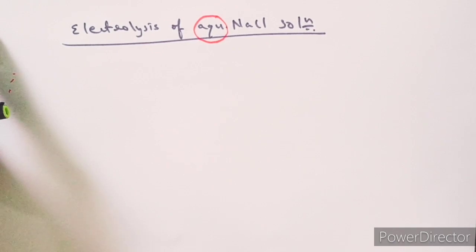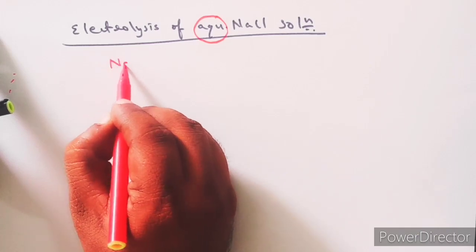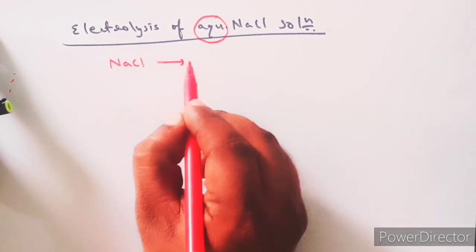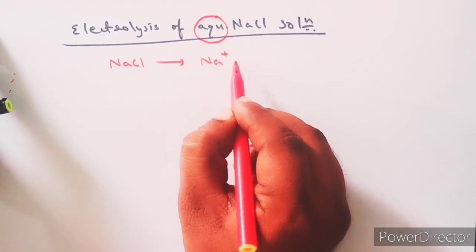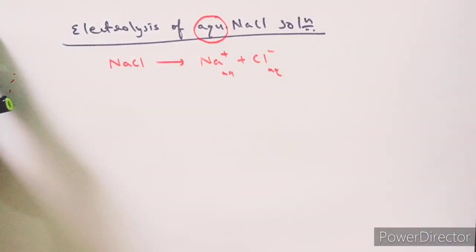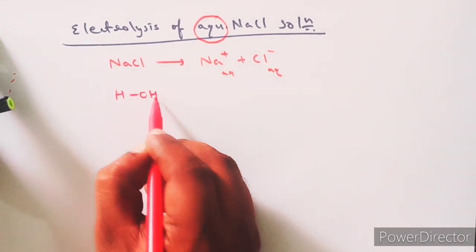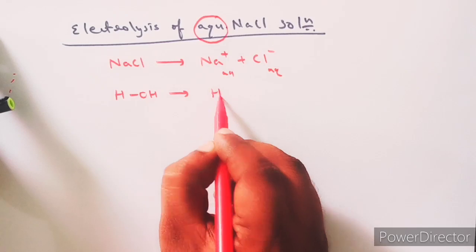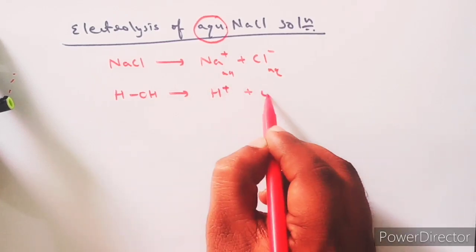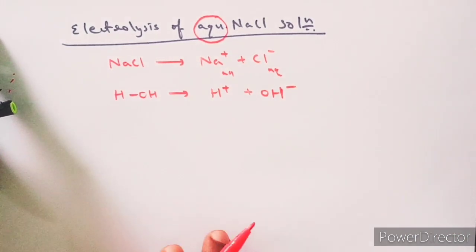Now let us see here. What are the components present? The compound is sodium chloride, which will be ionized as sodium ion and chloride ion in the aqueous state. Next, water is also there. When you pass electricity, water will also be ionized as H plus and OH minus ions. Clear now?